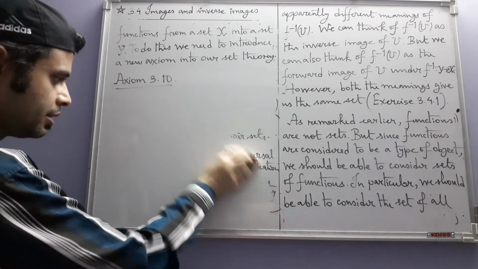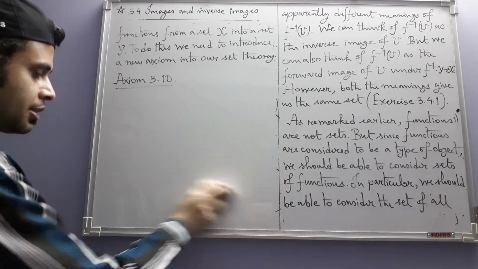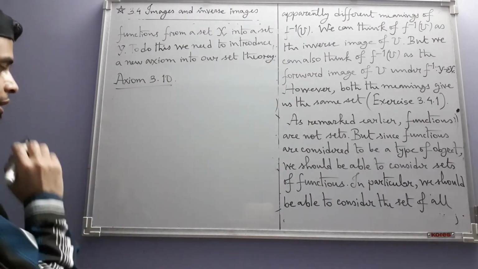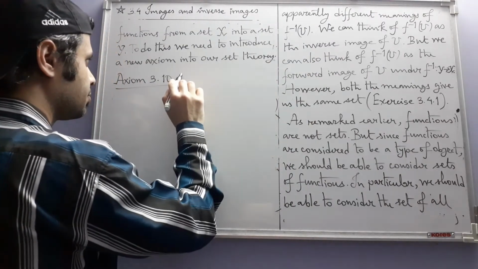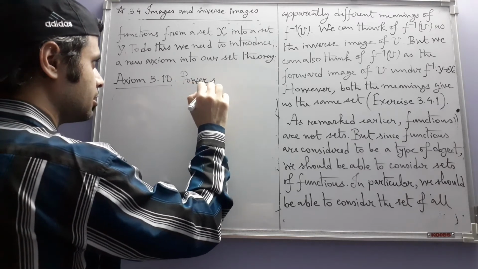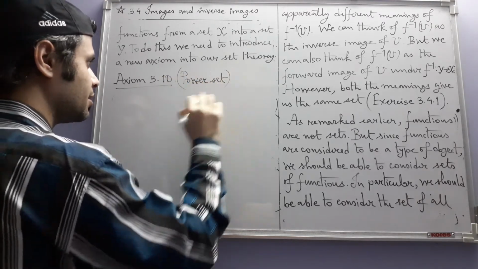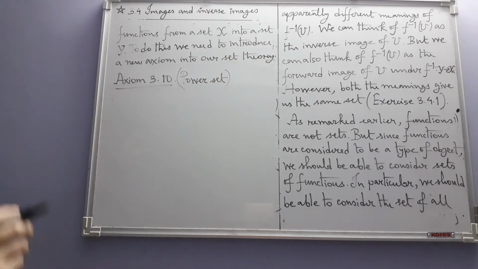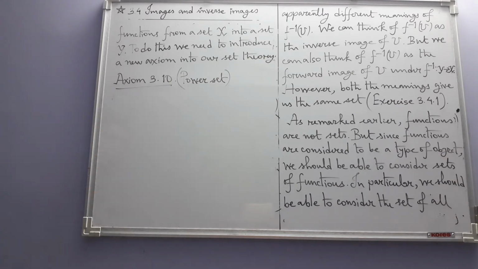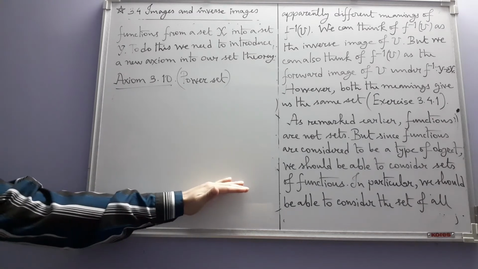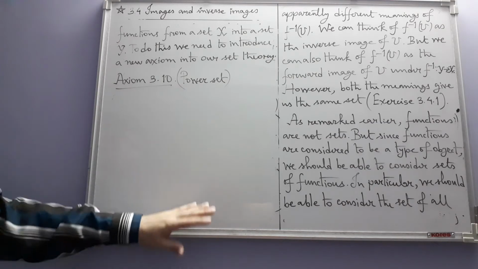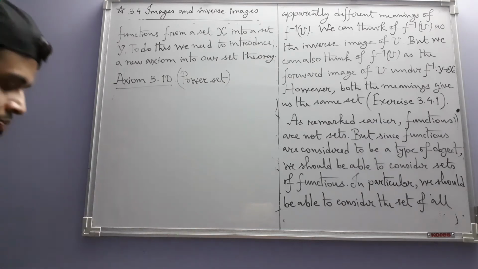I brought these things back just to refresh our memory, to consolidate all the things. Okay, so now the 10th axiom is the axiom of power set. Although power sets themselves will not appear here in the axiom itself, but in a corollary, in a result that is a consequence of this axiom, we will see that power sets exist.